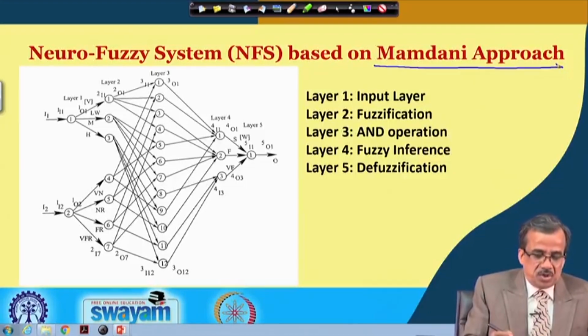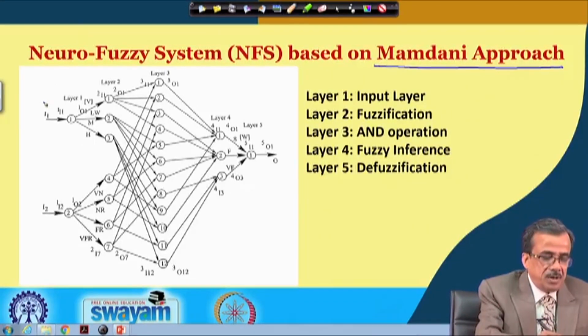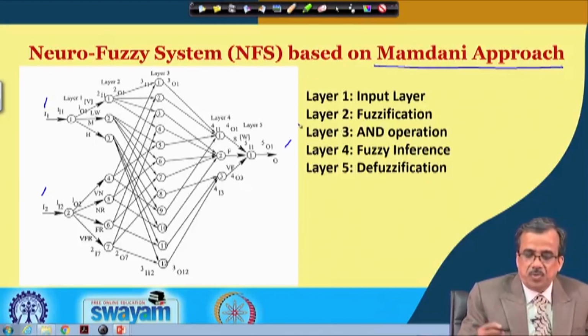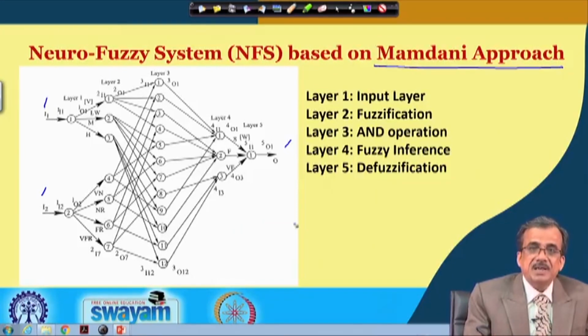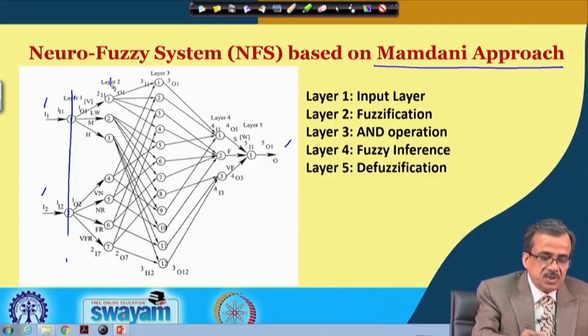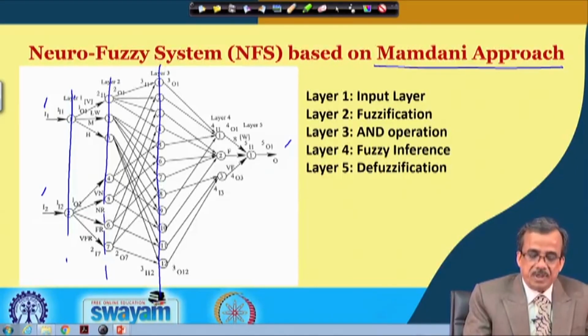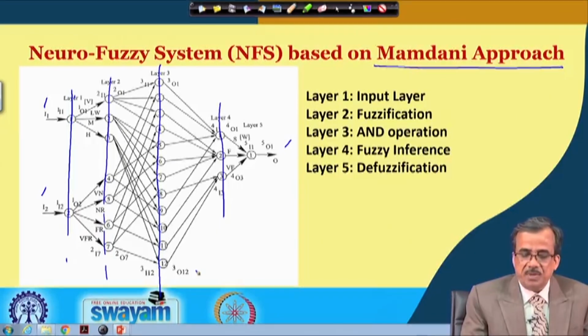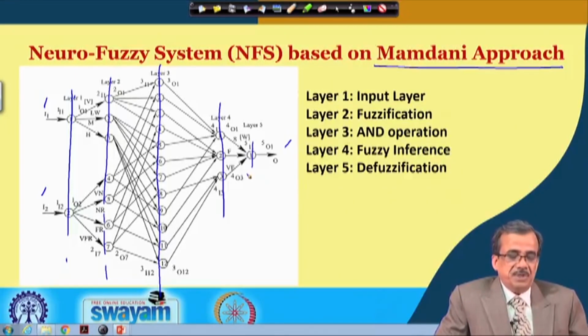Here, this shows the schematic view of a very simple neuro-fuzzy system having two inputs and one output, and this particular network consists of 5 layers. The first layer is the input layer, the second layer is the fuzzification layer, the third layer is known as the AND operation layer, the fourth layer is the fuzzy inference, and the fifth layer is the defuzzification.